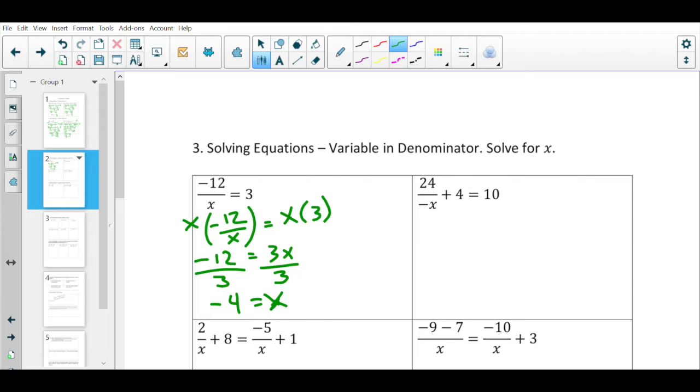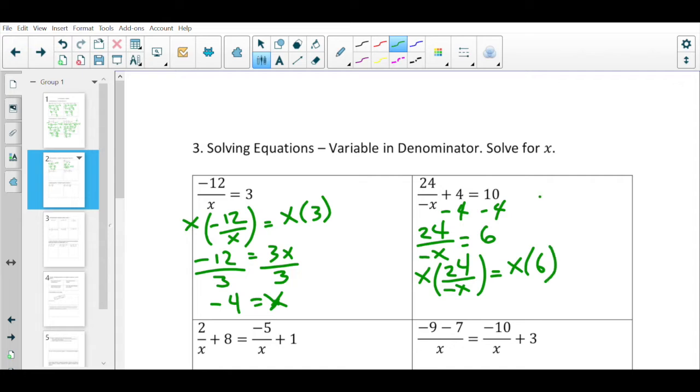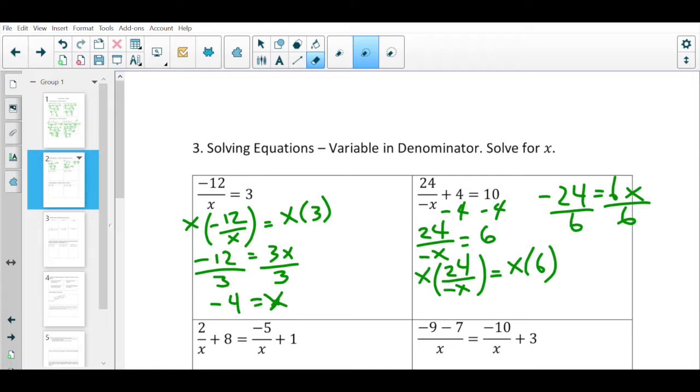Here, before we multiply through by x, let's simplify this a bit. Subtract 4 from both sides. That's 24 over negative x equals 6. Multiply both sides by x. That is negative 24 equals 6x. Divide both sides by 6. That's negative 4 equals x.